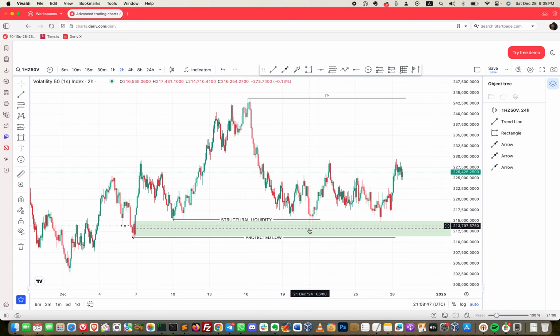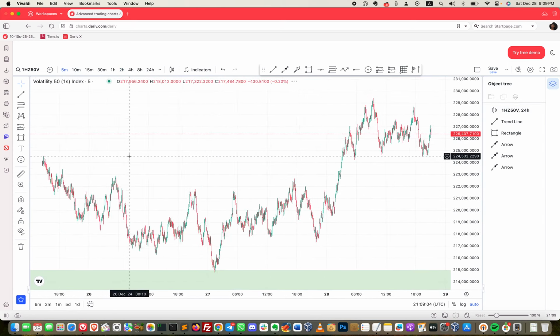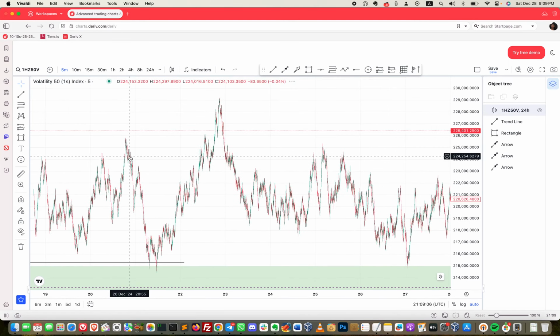So I waited for the market to come and tap into this, to take out the structural liquidity and tap into the POI. And now we see it started to move up. That means it's respecting this setup. So next, what did I do? I went into the 5-minute time frame to look for the same structure on the 5-minute. So let's see, where did the market tap into it?